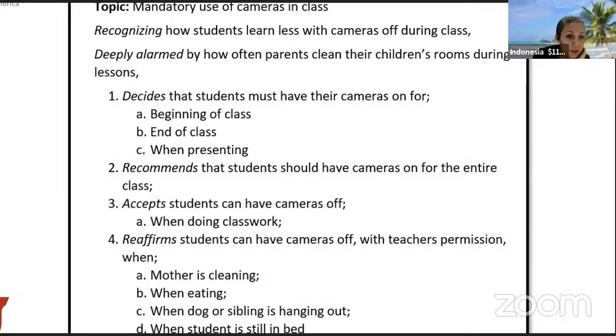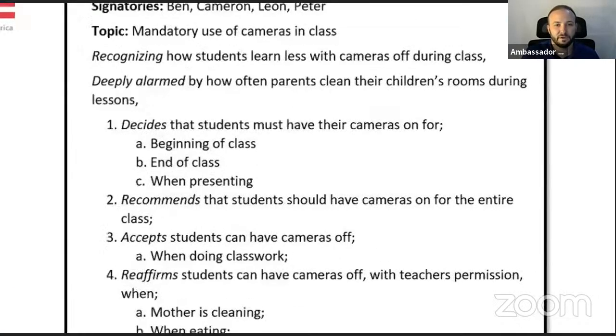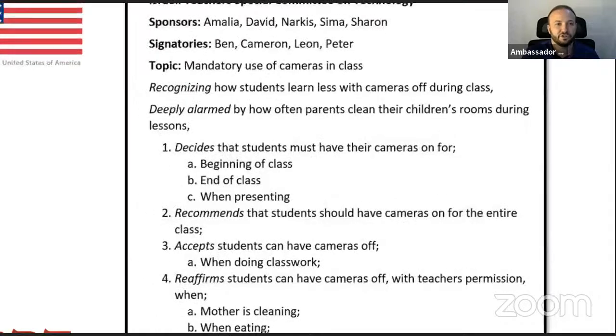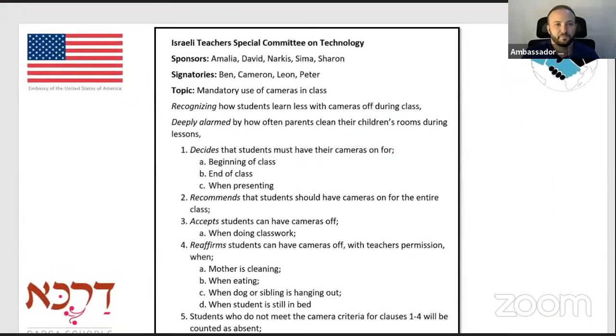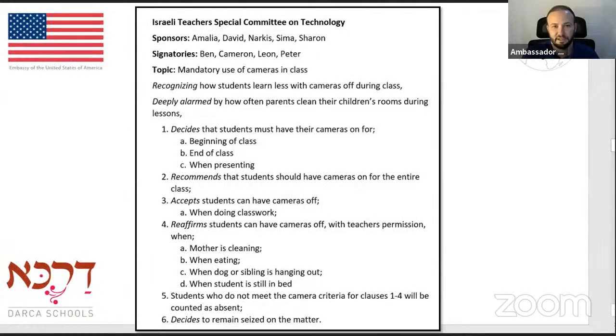Four, reaffirm students can have cameras off with teacher's permission when A, mother is cleaning, B, when eating, C, when dog or sibling is hanging out, and D, when student is still in bed. Okay. So this is pretty much what we came up with during the simulation in class. So teachers like ourselves came up with this draft.